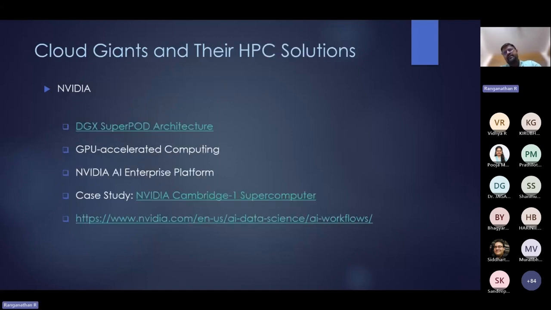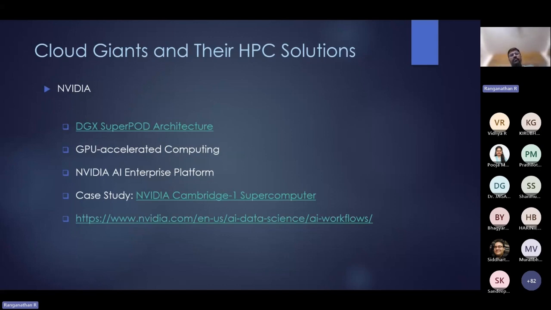So now let's look at what some of the top players are doing, right? When you take the likes of Nvidia, Microsoft, Amazon, Azure (Azure is Microsoft), and Google, what are they doing? What are the offerings that they have? And I have kept one case study from each of those players, so that will be very interesting for you.